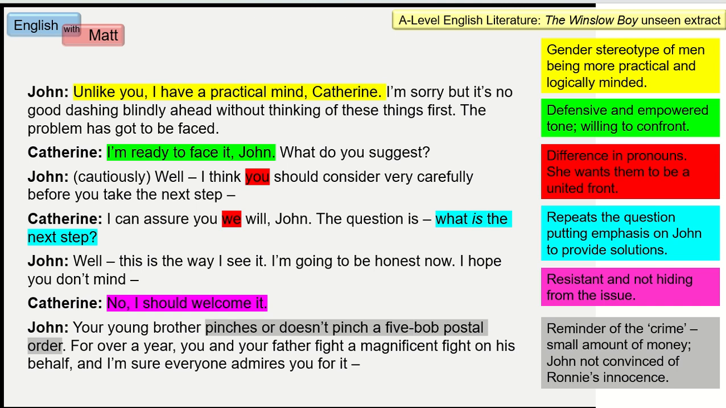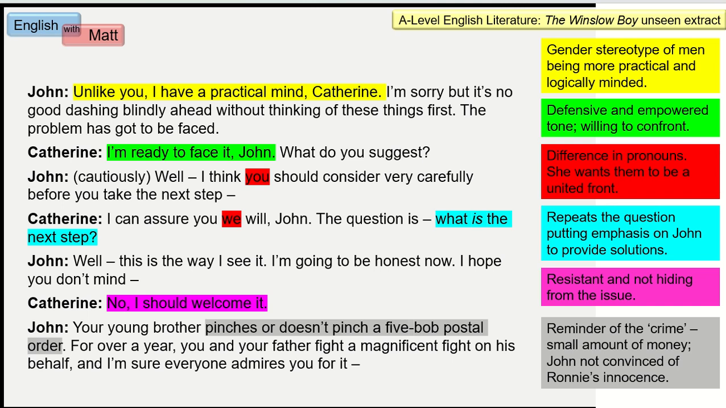It's always interesting to look at pronouns. John says, "I think you should consider very carefully what you do next regarding this campaign." And Catherine replies with "we," suggesting that there is perhaps a difference in how they see themselves in this campaign. Catherine perhaps naively believes John is on her side, whereas John perhaps is remaining slightly more distant and is putting all of the pressure on Catherine to sort it out.